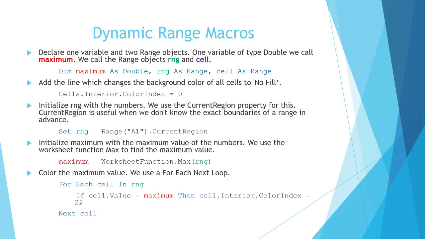Next, we're going to color the maximum value, and we're going to do this with a loop. So for each cell in the range, if cell value is equal to the maximum, then the cell period interior period color index equals 22, which equals red. And as I said before, we're going to get into color a little bit more later, but for right now, just accept 22 is going to give you a red cell, and we'll move forward from there. And then the last line says next cell, and that is just going to mean go on to the next cell. Just because one cell is the maximum doesn't mean you can't have multiple cells that are the maximum, so you want to make sure you cover all your bases.